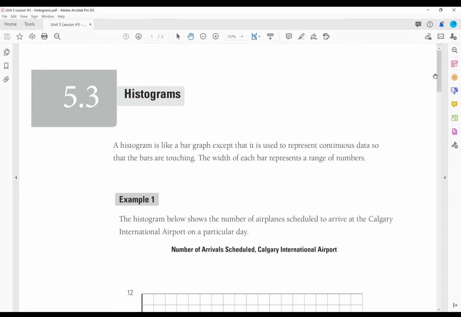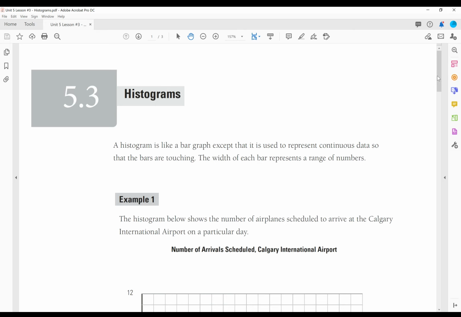Now, if you remember back to our bar graphs, we had data that was discrete, which means that we have individual points that we plot. With continuous data, it's like a continuation between the points. So, like if we were drawing a line graph, we could connect the lines. But with a histogram, it's essentially a bar graph for continuous data.